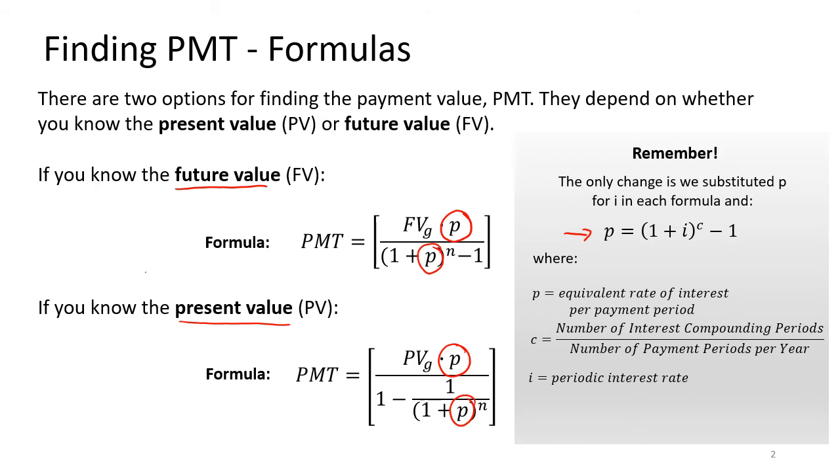The reason it does that is, remember, the other item you have to calculate is this variable C, which is a ratio. It's the ratio of the number of interest compounding periods divided by the number of payment periods, both per year. So again, just like in lesson 3.1, these are the two extra steps that you have to do before you can actually use these formulas. So I'm going to do some examples, whether you know the future value or the present value, just so you can see some of these differences.